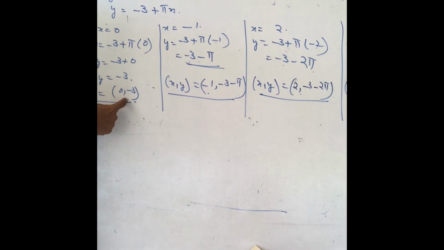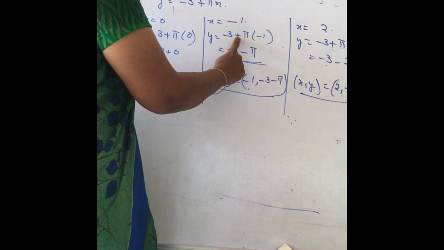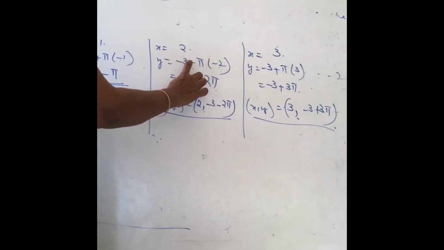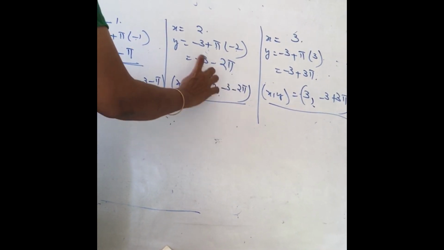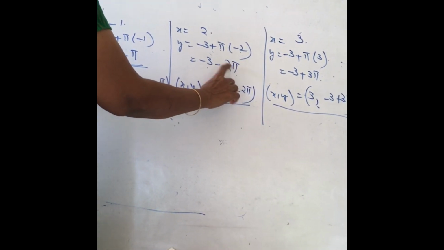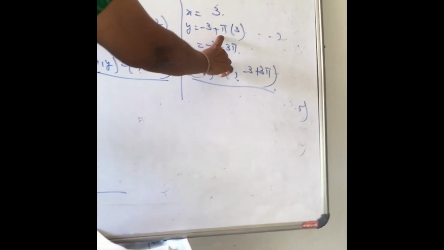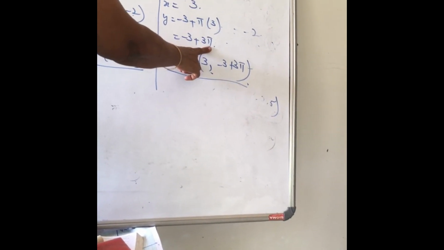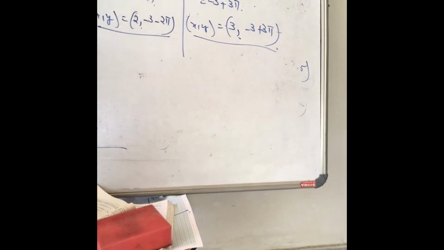So the first pair is 0 comma minus 3. Second, I have given minus 1. Plus into minus, minus 1, minus 3, minus pi. X is equal to 2. Plus into minus, minus, minus 3, minus 2 pi. This is rational and irrational. We cannot add or we cannot subtract. So this only will be the solution for y. Similarly, when x is equal to 3, children, pi into 3, 3 pi, minus 3 rational, 3 pi irrational, addition is not possible. So x comma y is equal to 3 comma minus 3 plus 3 pi.